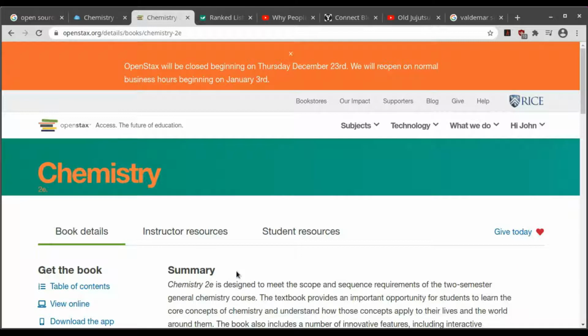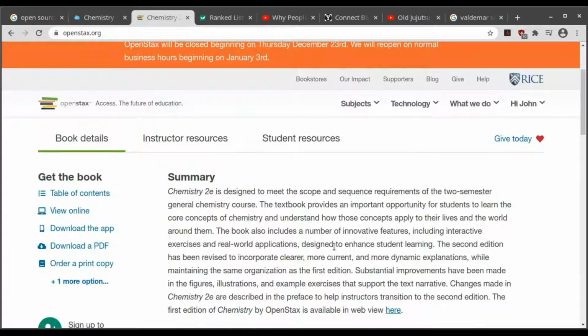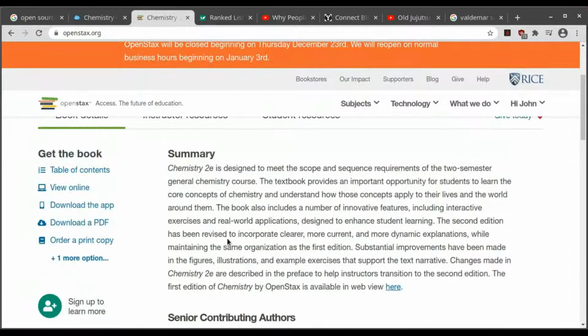This is Chemistry 2E from OpenStax.org. OpenStax.org is a project of Rice University, very well ranked university for pre-medicine, pre-med, and other disciplines. This chemistry book can be used for college chemistry, 2 semesters. And so let's dive into it.